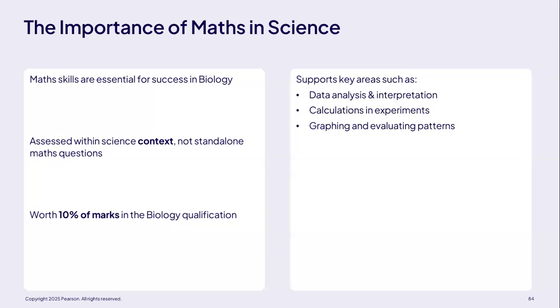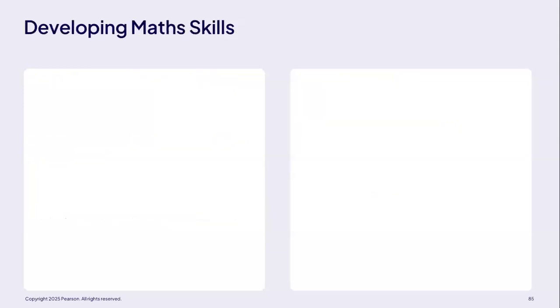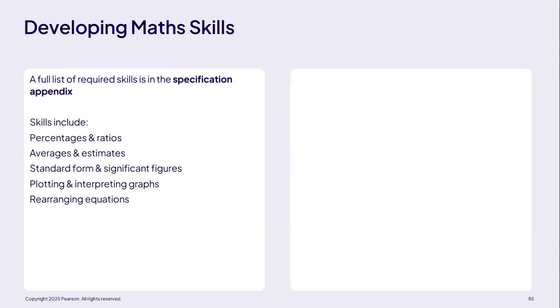It supports data analysis, calculations in experiments. When you've got your data, you need to know what to do with it, graphing and evaluating patterns. And it supports AO2 and AO3 performance. And there's a full list of skills in the specification appendix, which include percentages and ratios, averages and estimates, standard form and significant figures, plotting and interpreting graphs, rearranging equations. Those are probably the ones that come up most often.